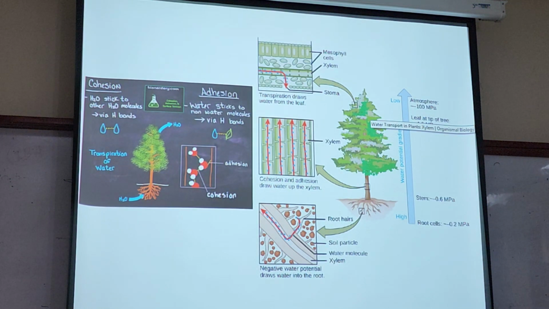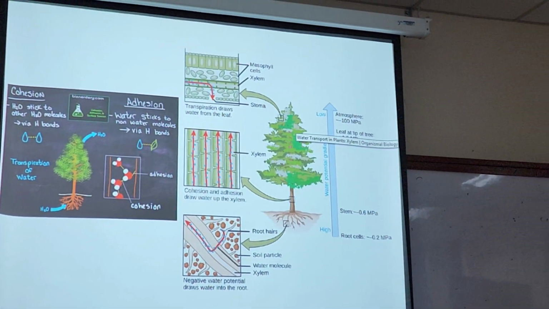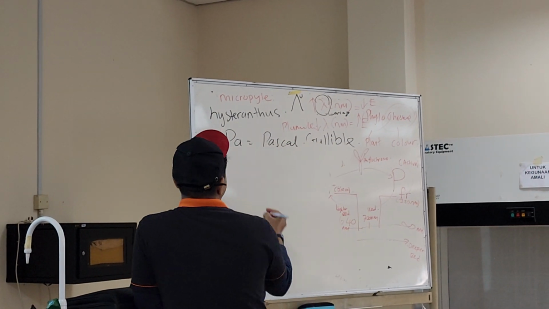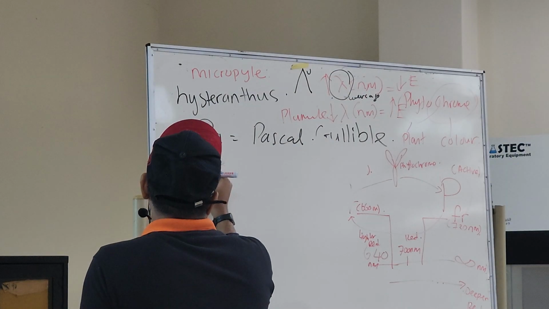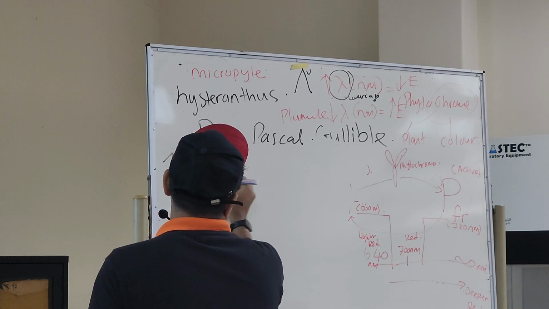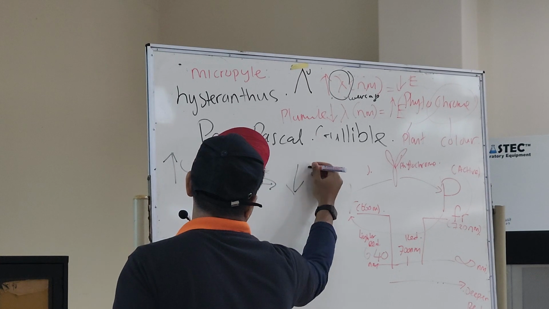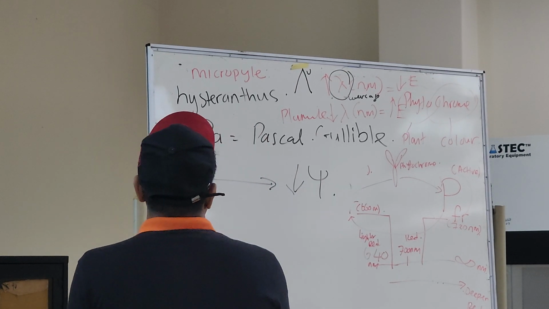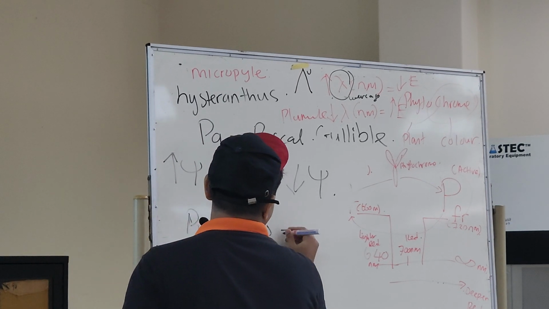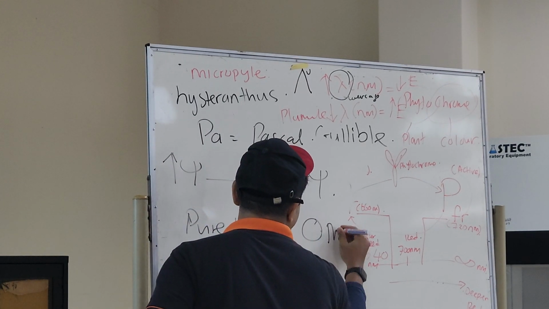Water potential unit is mega, Pa. What does Pa stand for? Pascal. Okay. The rule is water will move from higher water potential to lower water potential. Pure water, pure H2O, is 0.